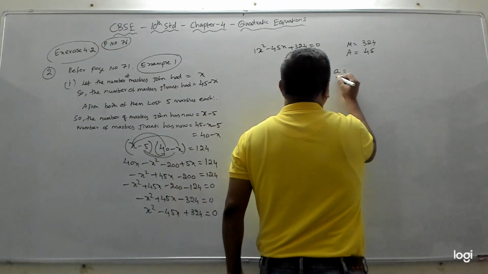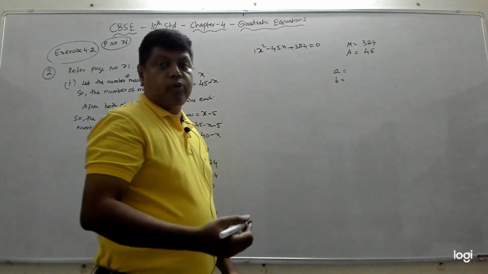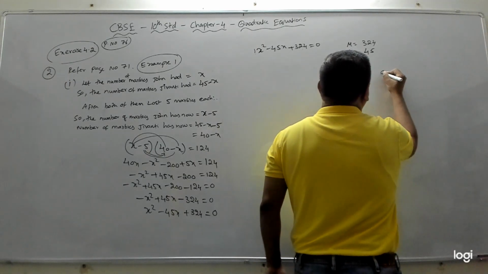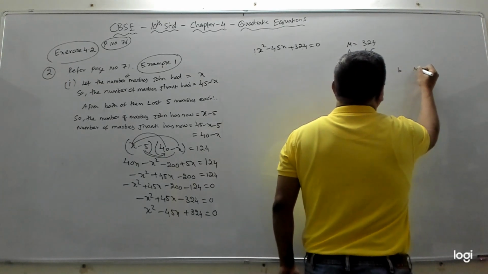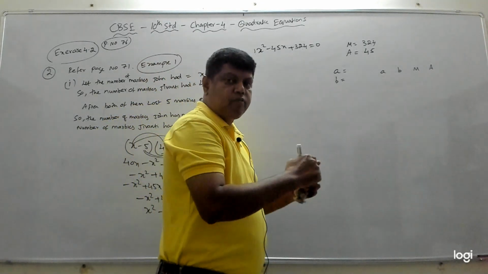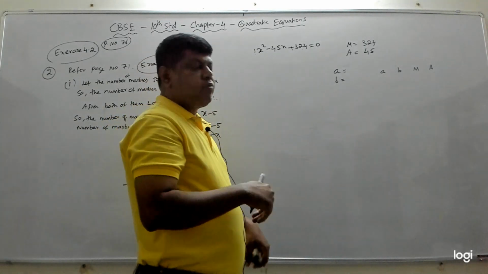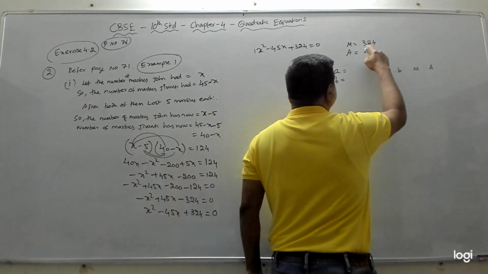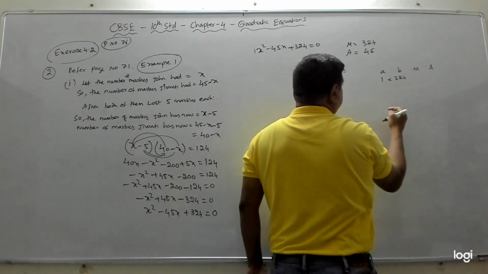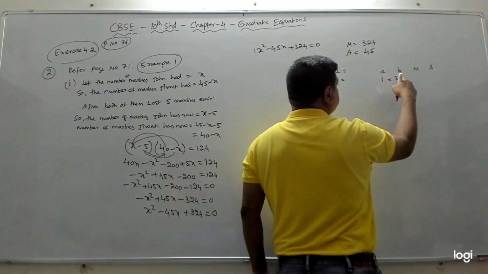So A equal to, B equal to. Now how do you find the two numbers? We don't know. We'll start one by one. So I will write here A, B, and then multiplication, addition. A and B are the two numbers that we should find. So we'll go step by step, one by one. Now I need to get multiplication 324. That will be 1 into 324. A is 1, B is 324.